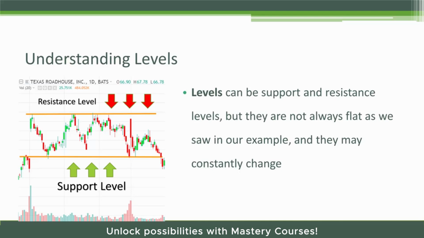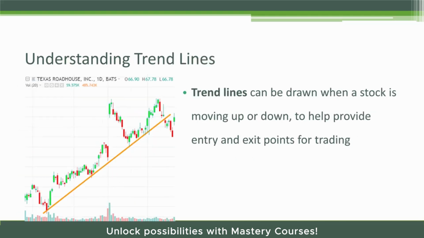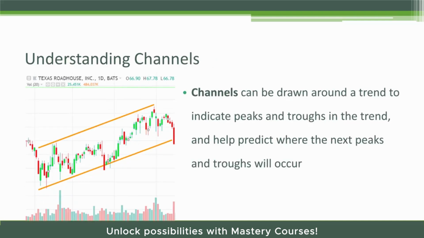In our last video, the support and resistance lines we were speaking about were mainly flat. We'll also be talking about trend lines, and trend lines can be drawn when a stock is moving up or down. A trend line can help provide an entry or exit point for a trade. And finally, we'll talk about channels. Channels can be drawn around a trend to indicate peaks and troughs in the trend, help predict where the next peaks and troughs will occur, and also indicate that the trend is ending or changing course.